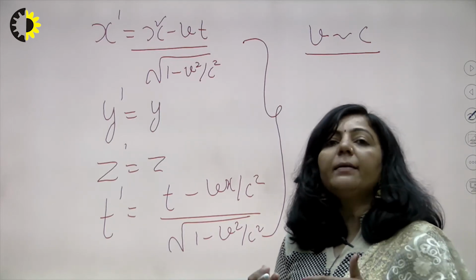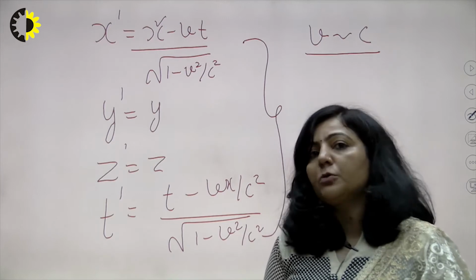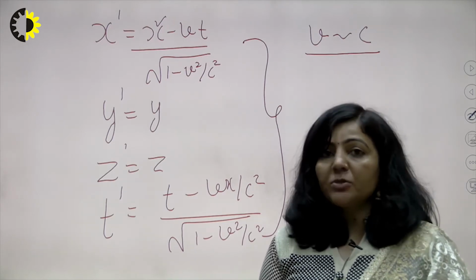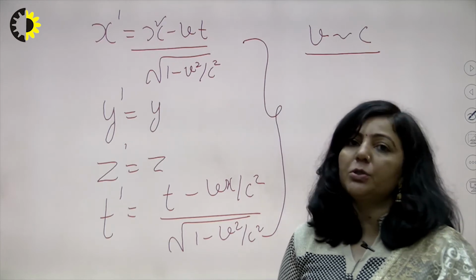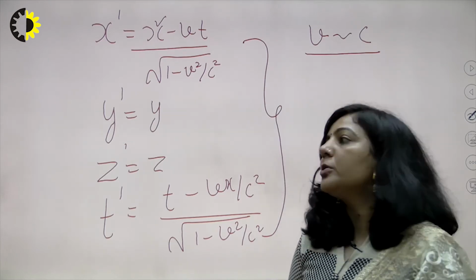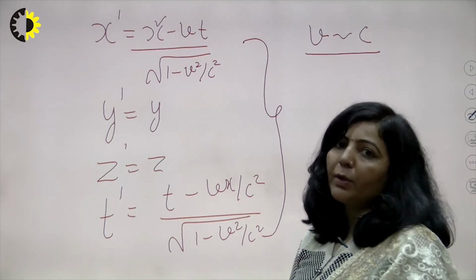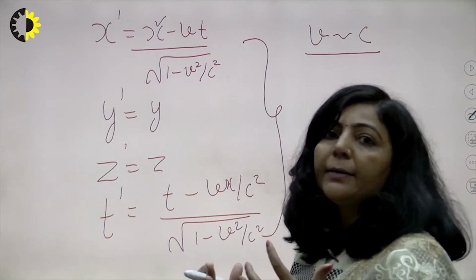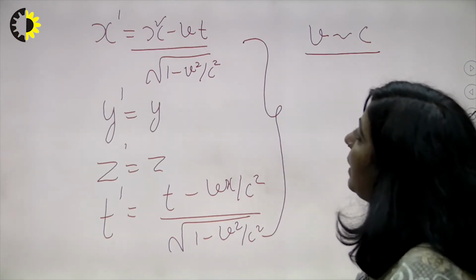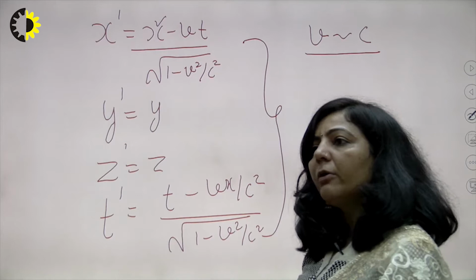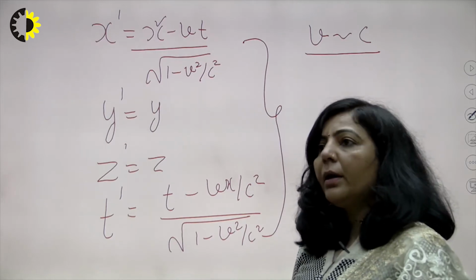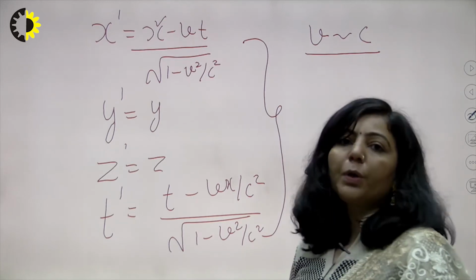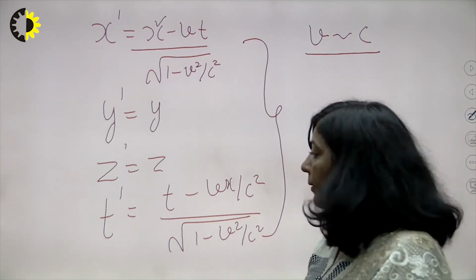We used those 2 famous postulates of Albert Einstein's special theory of relativity: one is the principle of equivalence and one is the principle of constancy of the speed of light. Using those postulates, you derive these 4 equations, and these equations are the heart of relativistic mechanics. It means you can derive any relationship for any physical parameter in relativistic mechanics using these 4 equations. So these equations are very important.